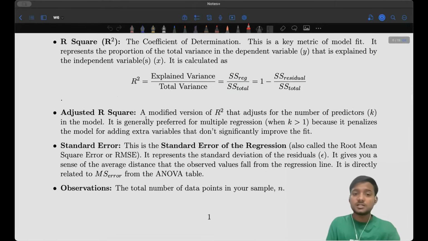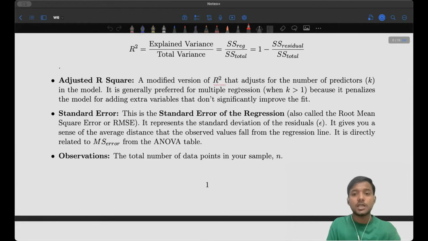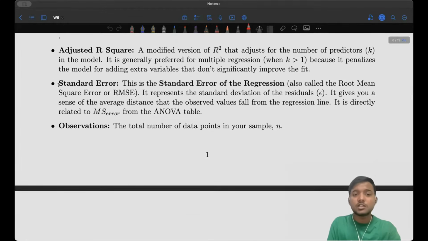Okay. Adjusted R square I've already explained in the theory part, that it is a modified version of R square, and it basically penalizes how many variables you are adding in your multiple regression. You can refer to its formula in the theory lecture. Then what is standard error?